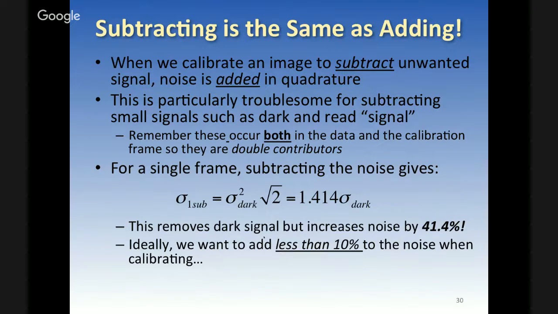So we can use this knowledge of how the statistics work to look at what it takes to add less than 10% to the noise when we're calibrating. That's really what we'd like to do. So how do we do that?